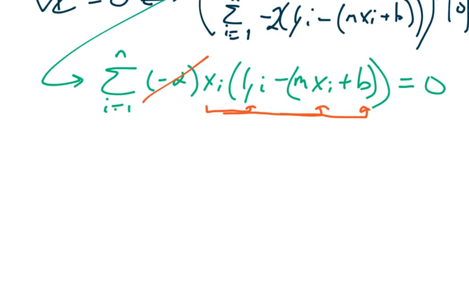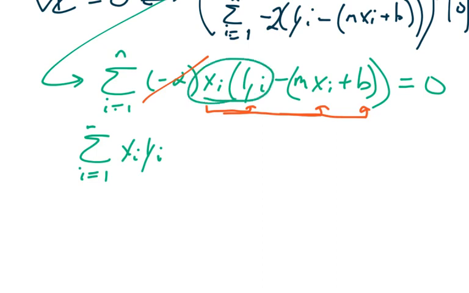So get rid of the negative 2, distribute this thing, distribute the xi. What you're going to be left with, I'm also going to split this up into a bunch of sums, with the ultimate goal being to isolate m and isolate b. So I'm going to have the sum from 1 to n of xi yi. Right, those two terms right there.